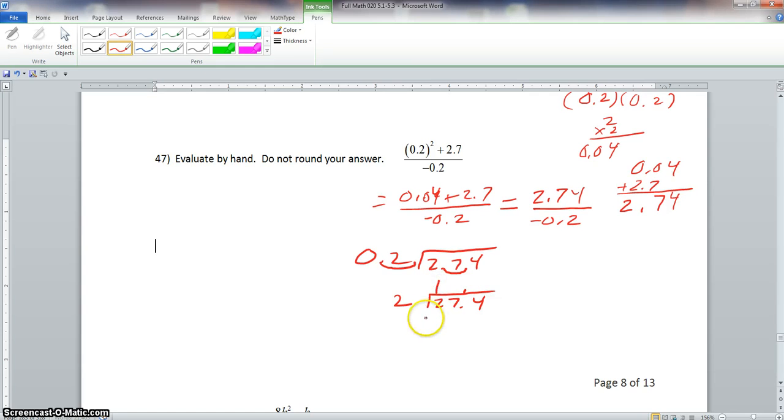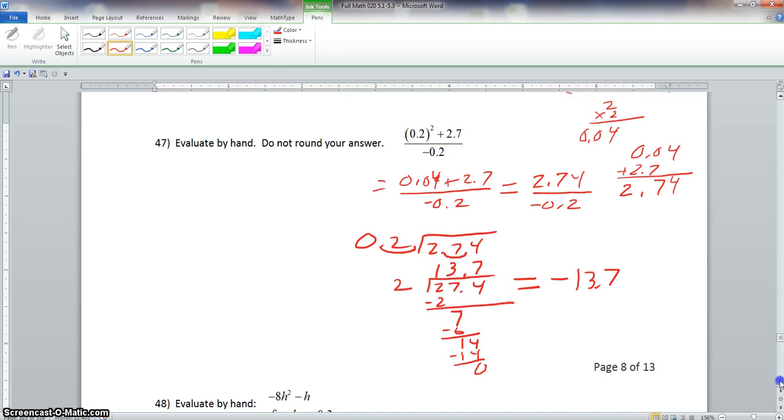2 goes into 2 once. 1 times 2 is 2. So that's 0. We bring down our 7. 2 goes into 7 3 times. 3 times 2 is 6. 1, we bring down our 4. 2 goes into 14 7 times. 7 times 2 is 14. So we have nothing left. So our final answer, remember, up here, we will have a negative. So it'll be a negative 13.7. We cannot forget our sign.